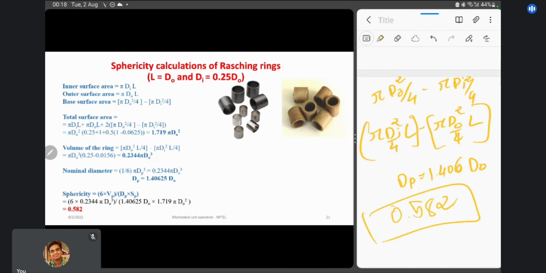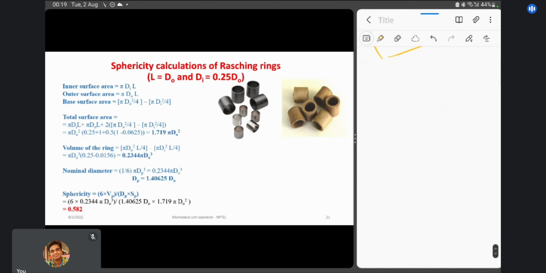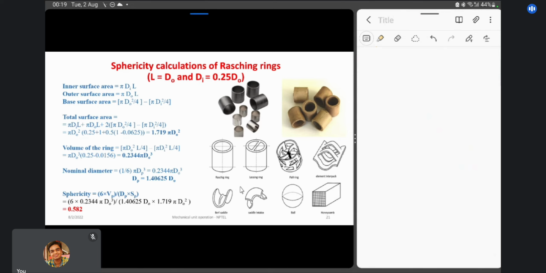But you have one example in the assignment where you need to do the calculation for di equal to 0.75 do. So you can easily do it. I think you just need to replace the values and understand how the calculation works. Now I just want to tell you that conventionally people are using Raschig rings in the packing materials.